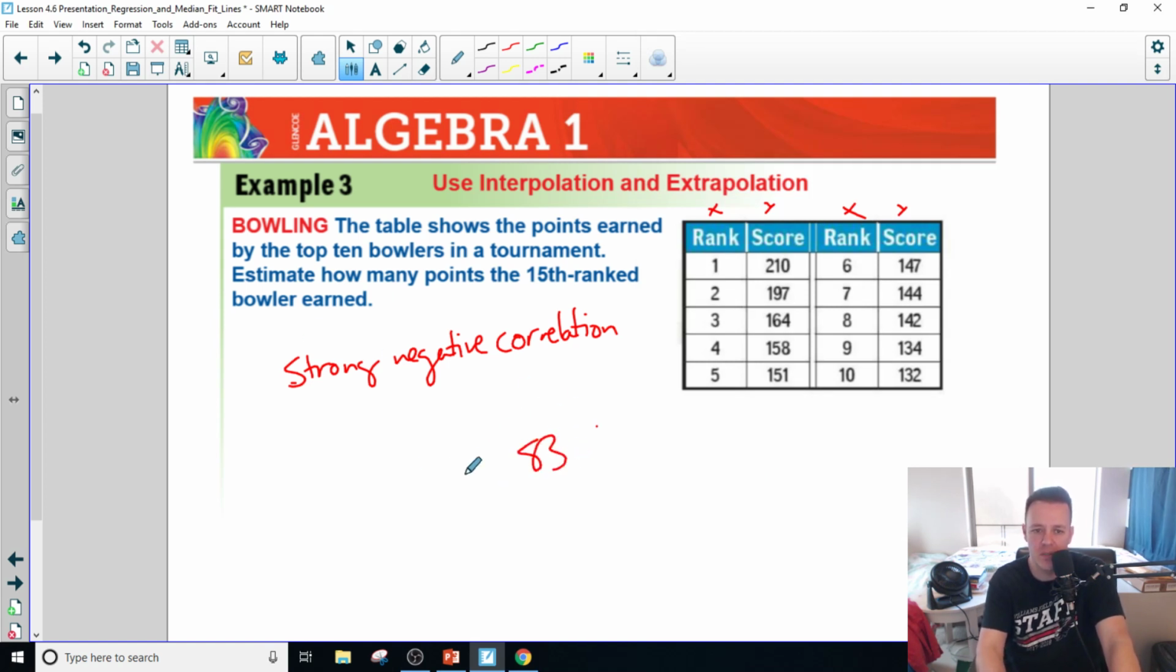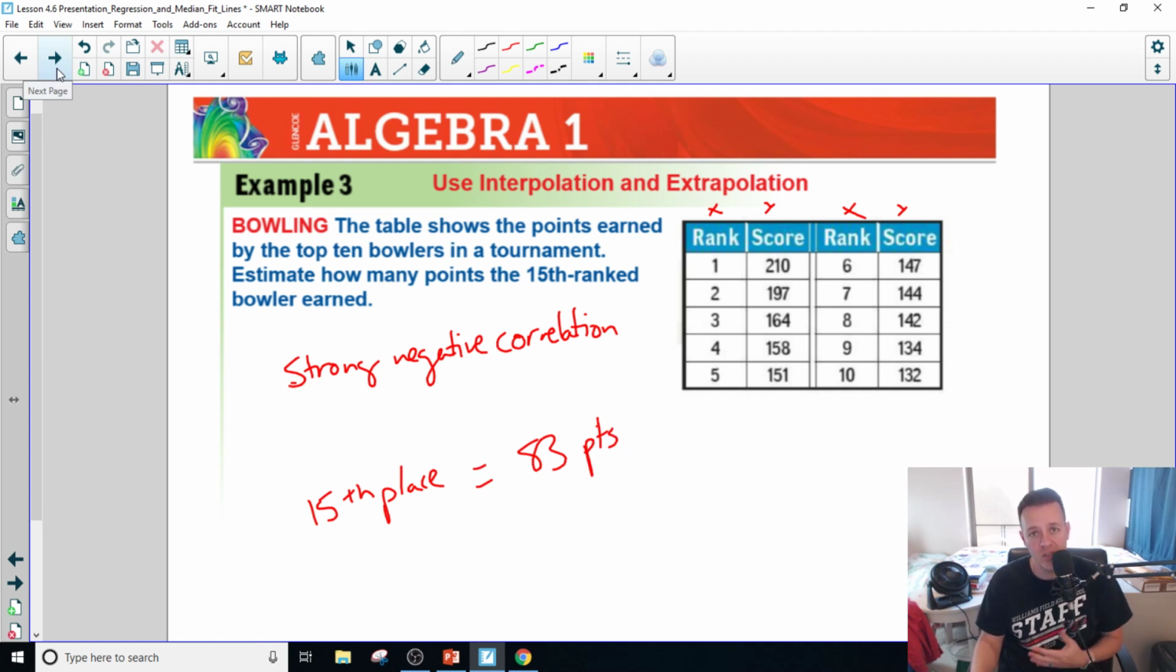83.1 would be 83 points. So 15th place equals 83 points. Okay, that's how many they get. All right, so what I want you guys to do is, hopefully you saw how I did that. Enter the information in the table.